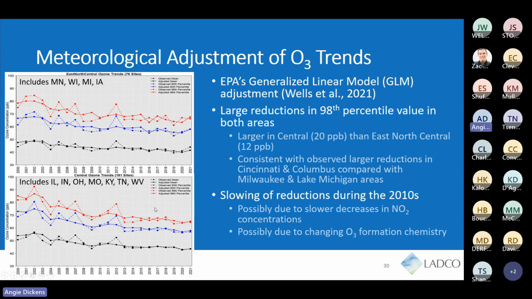And when you do this meteorological adjustment, you also see that the reductions are slowing down in more recent time periods, possibly due to slower decreases in NO2 concentrations and emissions, possibly changing ozone formation chemistry, probably a combination of both of those. There's a lot of things happening in these groups of states.